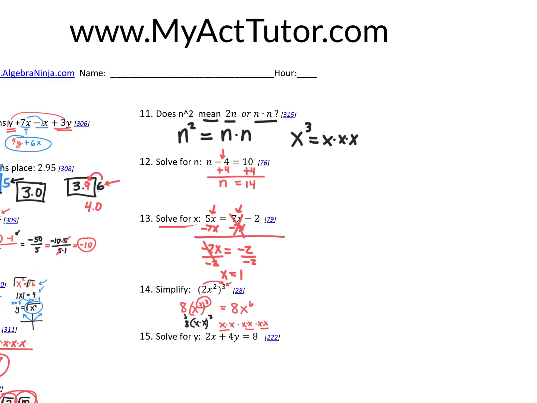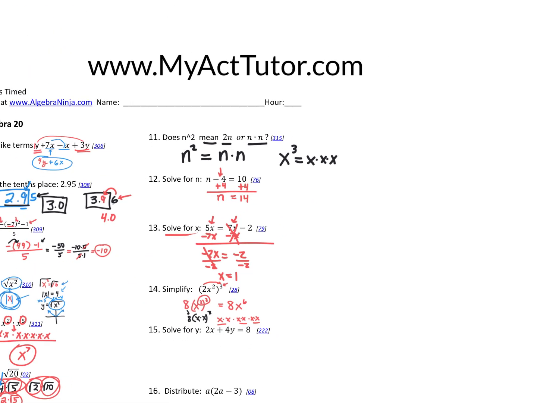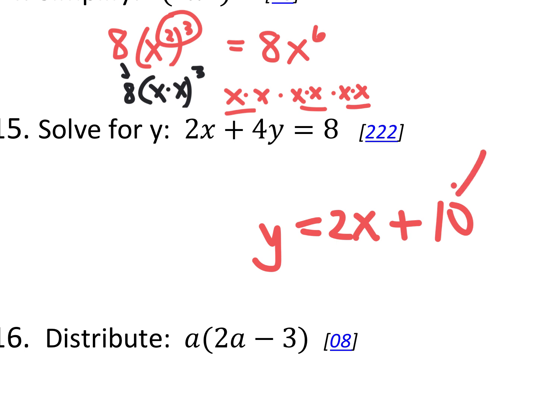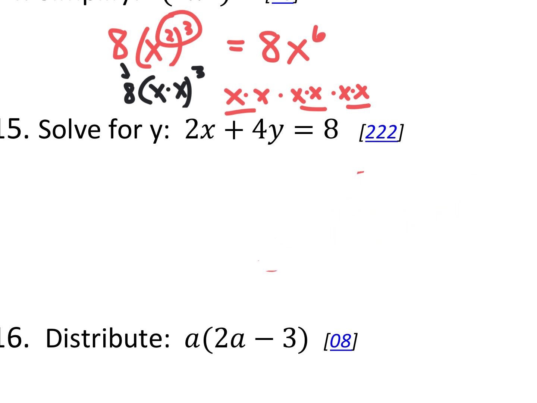So for skill 222, we're talking about solving for y. Now, there's like a million reasons that you want to solve for y, but one of the best ones is that when you've solved for y, it's easy to graph, and it's easy to tell the y-intercept and the slope from that. So that's the reason you want to solve for y. You want to get y alone.